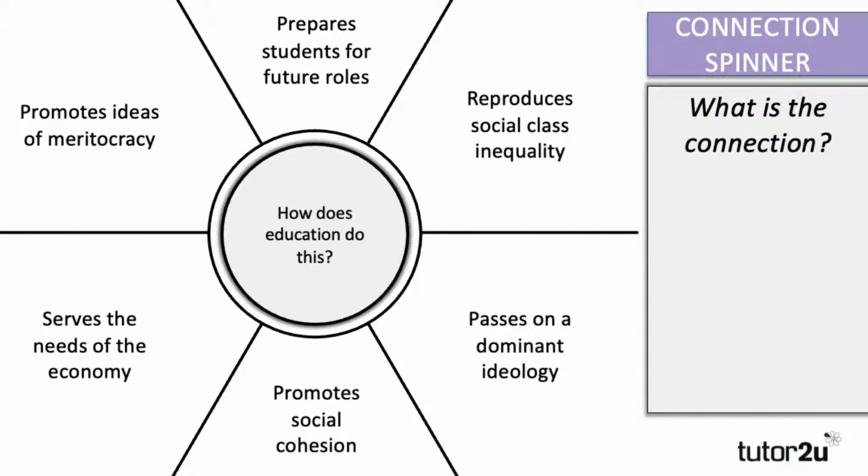Okay, we're back to the connection spinner. So now we've gone through one of these. We're going to try another paragraph and we're going to do the same thing. We're going to do the connection spinner, then we're going to go through and analyze it, and then we're going to evaluate it as well. So let's spin it again.